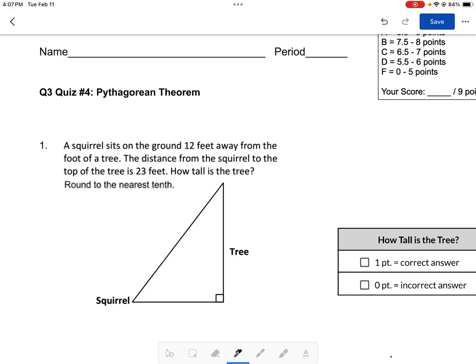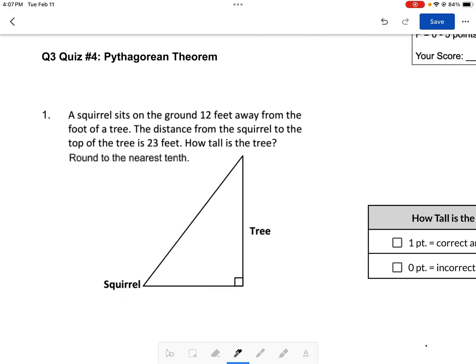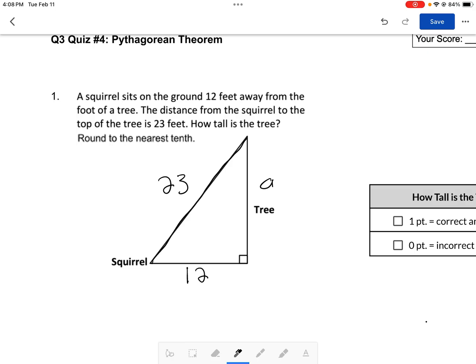So I have my squirrel and my tree here. If the squirrel is 12 feet away from the foot of the tree, I know that this is going to be my 12 feet. And it says the distance from the squirrel to the top is this line here, which is 23 feet. And then we're trying to find, I'm going to name this A, the height of the tree.